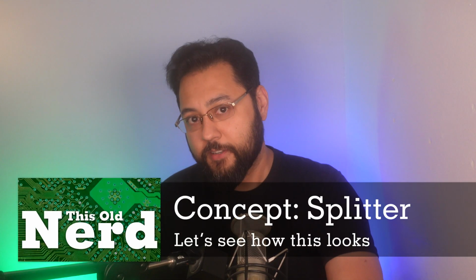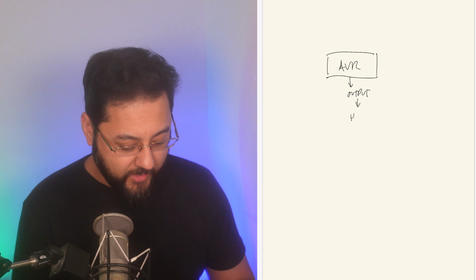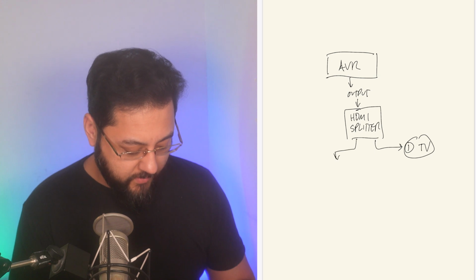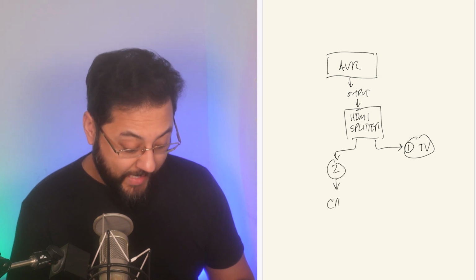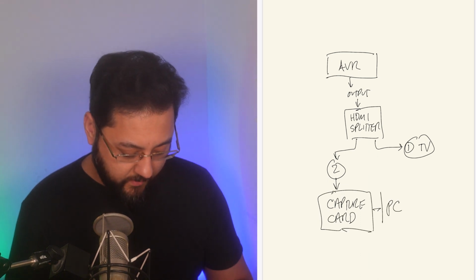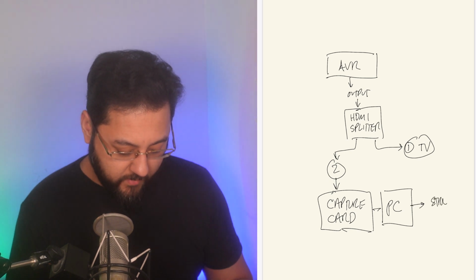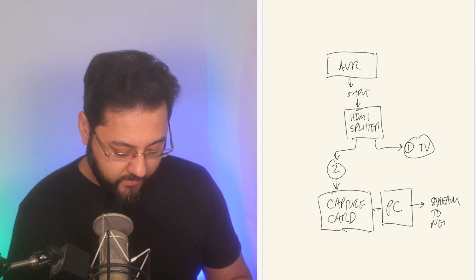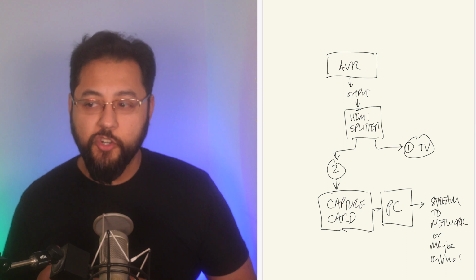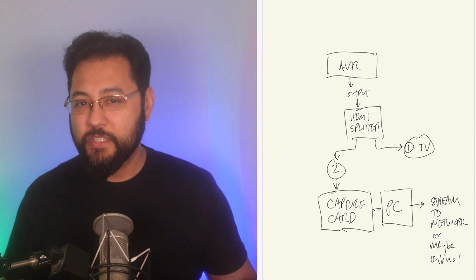So what if I took an HDMI splitter and attached it to my AVR? This is going to get a little complicated, so I'm going to whip out my iPad and start drawing this out. Creaky chair, sorry. So we've got our AVR. It's got an output. We're going to attach that to an HDMI splitter. One output will go to the TV. The second output could go to a capture card. That capture card will then attach to a PC, and then this will stream to the network or maybe online. If this does work, I think there's still going to be a bit of a delay, and I'm not really sure if everything will be perfect, but I do think this may be a solution if I mess with it enough.